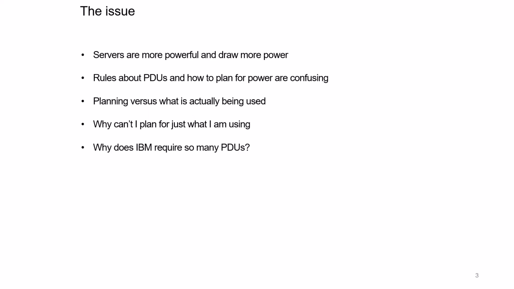So why are we even having this conversation? Servers today are far more powerful and have more CPUs, and they draw a lot more power. And there are specific rules about how you get that power from the power distribution units, and those rules can be very, very confusing. A lot of people don't understand why you need twice as many PDUs as the actual power you're drawing. They also want to ask the question, well, why can't I just plan for what I actually am using versus the maximum that the server could actually draw? And that's what we're going to talk about, is planning versus what is actually being used.